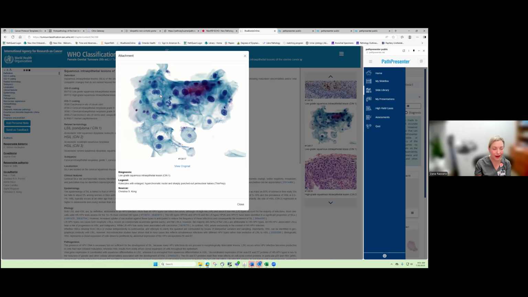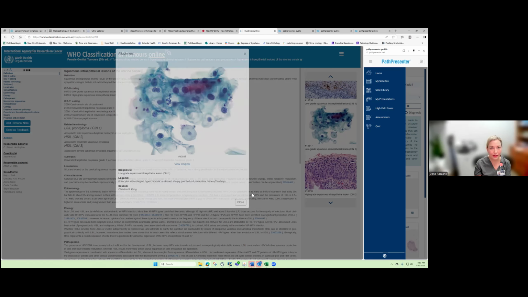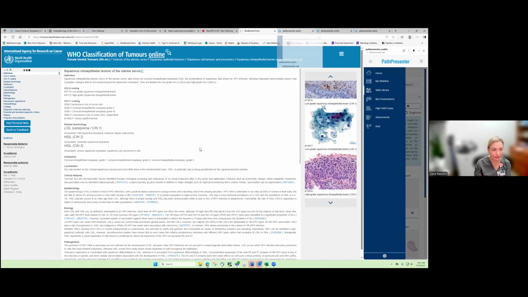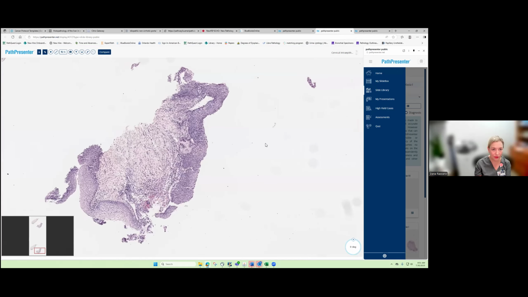And of course, the perinuclear halo and binucleation should pretty much never happen. These are all the signs that you look for low grade. And we know it's not high grade because you still have a lot of space in between the cytoplasm and the nucleus.